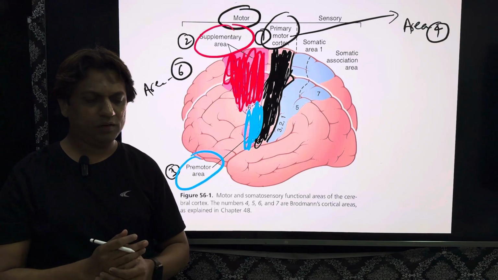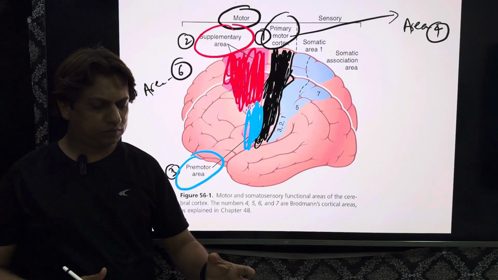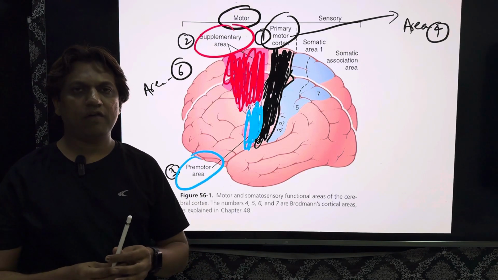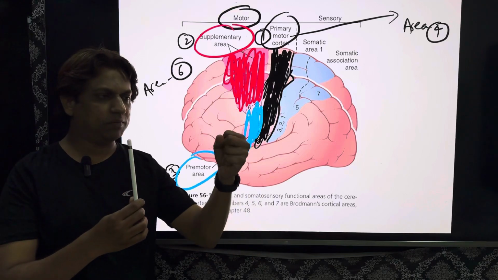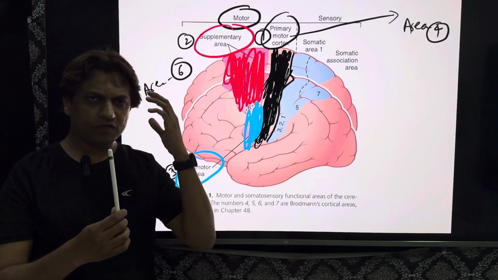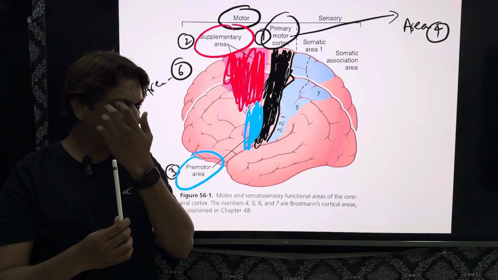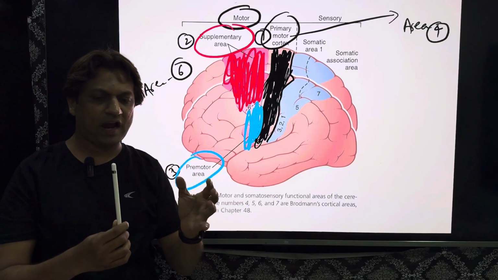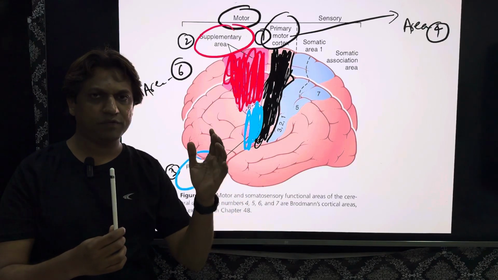Okay, for example, suppose this is a pencil or a marker here. I want to hold this marker with my left hand. First, the thought will come in my right motor cortex, so that I can move my left hand near this, from this position to here.